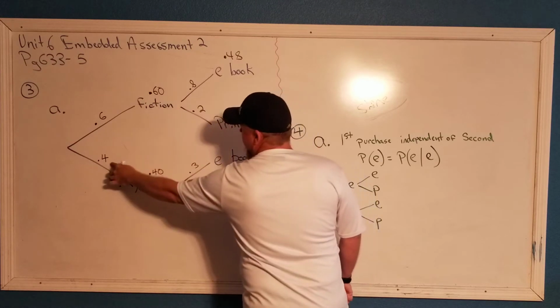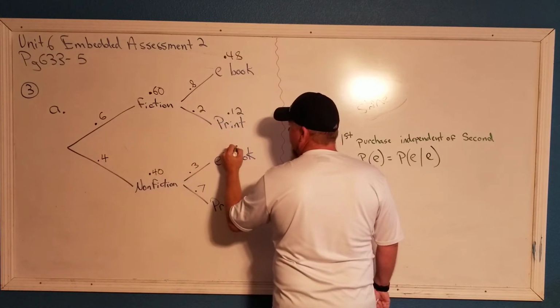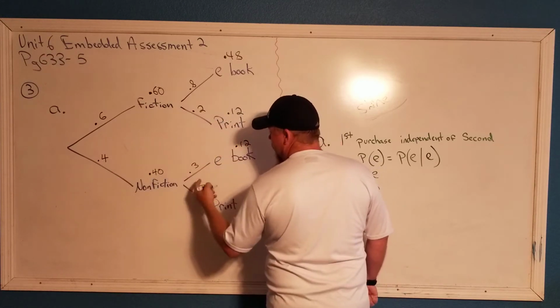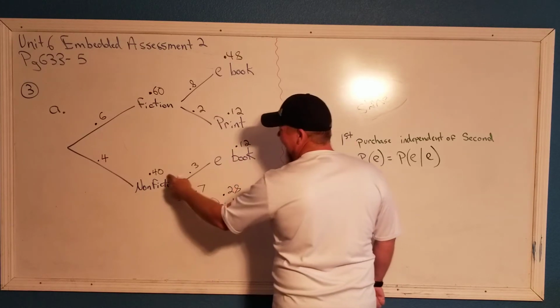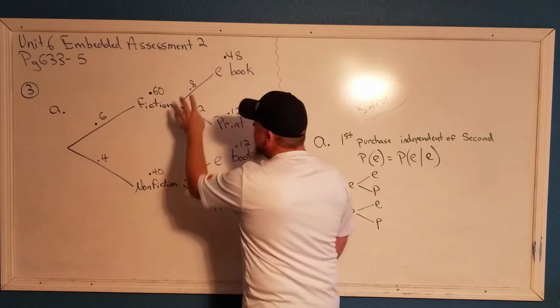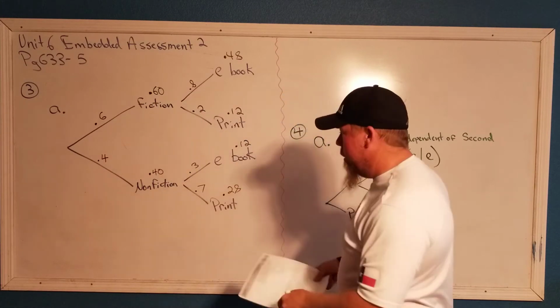Okay? So we got 0.4 times 0.3, we're going to get 0.12. And 0.4 times 0.7, we're going to get 0.28. And notice again, the 12 and the 28 add to the 40. Okay? So these are all the numbers that go with this particular tree diagram.